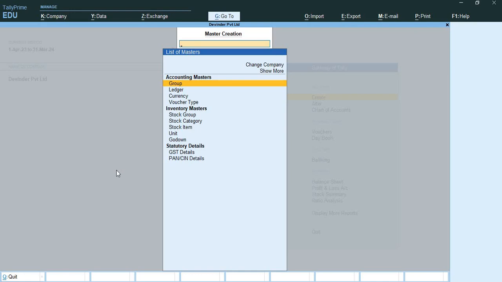Next is SKU. SKU stands for stock keeping units. It is the unique code assigned to a product or service for its identification. This code varies from organization to organization. Safety stock. It is also called buffer stock.